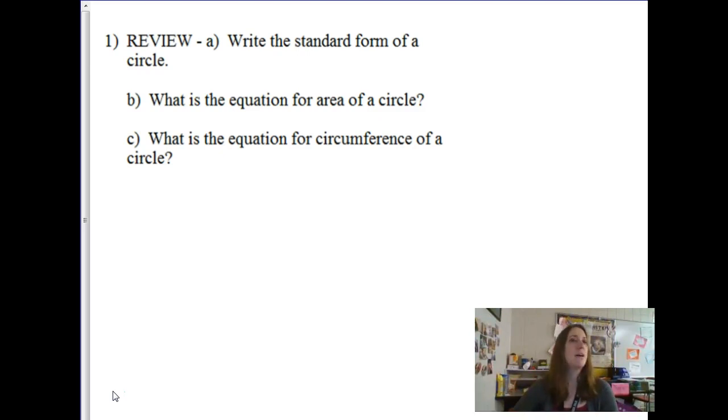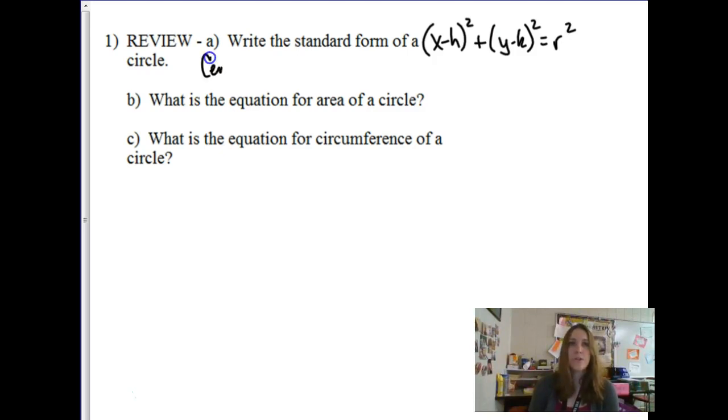So, review. Standard form of a circle. We just saw that. That was (x minus h) squared plus (y minus k) squared equals r squared, where the center is located at (h, k). Notice the built-in negatives, we've got to think opposites, and the radius is length r.